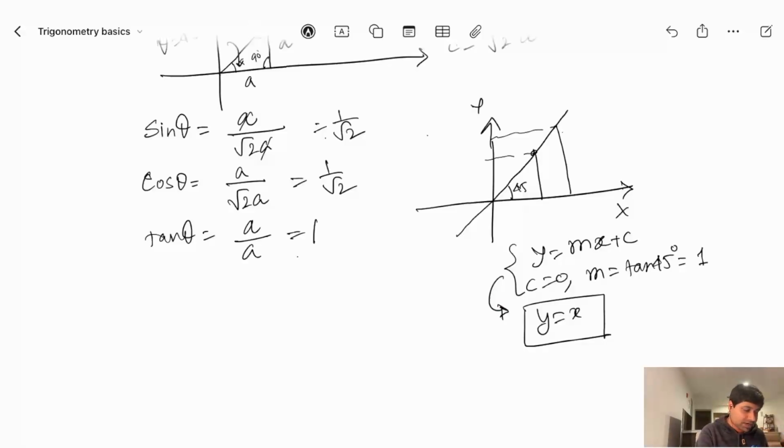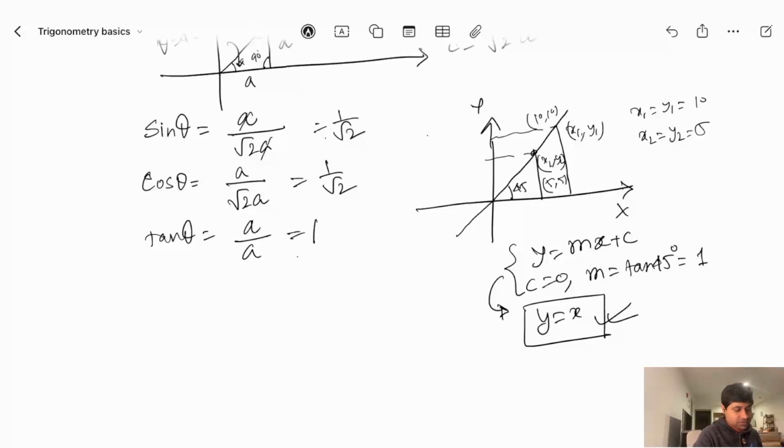So for all the points x1 comma y1, x2 comma y2, x2 is the same as y2. It could be, let's say, 5, so the point could be 5, 5, or x1 equals y1 equals maybe 10, so this could be 10, 10, and so on. So all the x and y are exactly the same value when tan 45 is there.